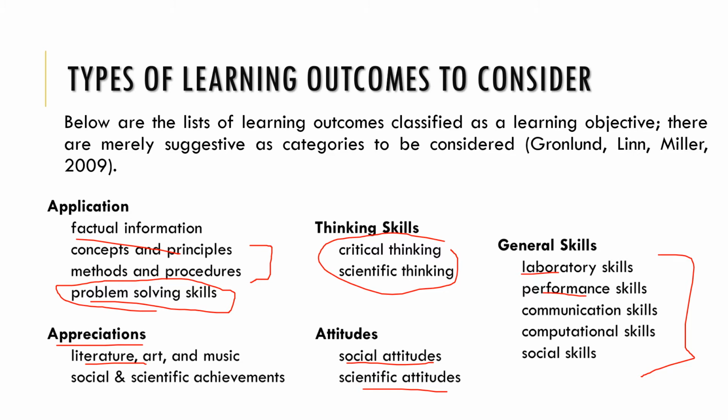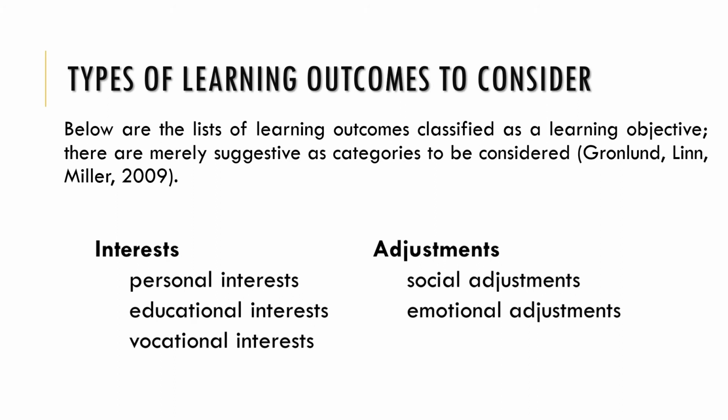Again, if you have a different reference with different authors aside from these people here, most likely you can observe differences in their categories. But for Gronlund, Linn, and Miller, these are their categories. Anyway, again, these are just merely suggestive. Very redundant, no? They are merely suggestive as categories to be considered. Okay. So far for that, I think we are to jump off to the taxonomy of educational objectives.